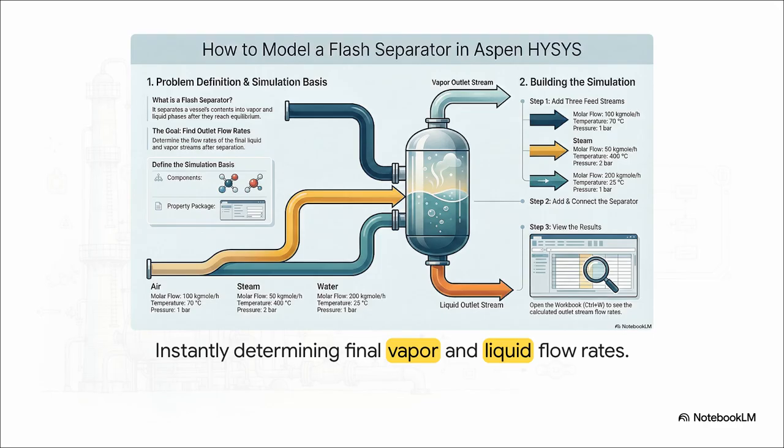Enter the flash separator. This brilliantly illustrates how the software handles multi-phase equilibrium. Imagine we're feeding 3 completely different streams into this vessel. We've got air at 70 degrees, steam at 400 degrees, and liquid water at 25 degrees. The exact moment you connect those pipes, HYSYS calculates all that chaotic mixing, finds the thermodynamic equilibrium, and instantly determines your final vapor and liquid outlet flow rates. It literally does the heavy lifting of phase separation in a fraction of a second.